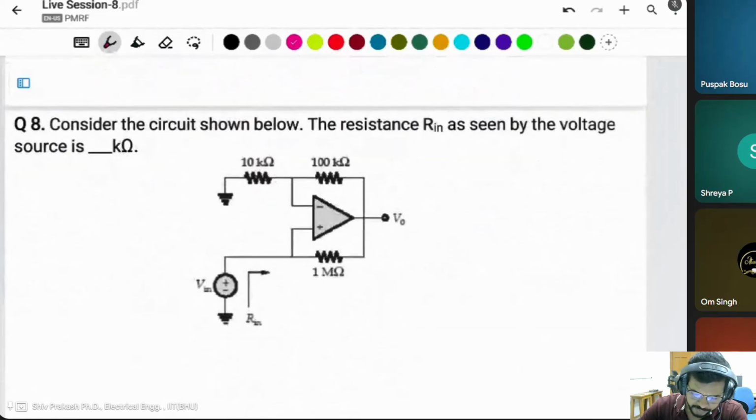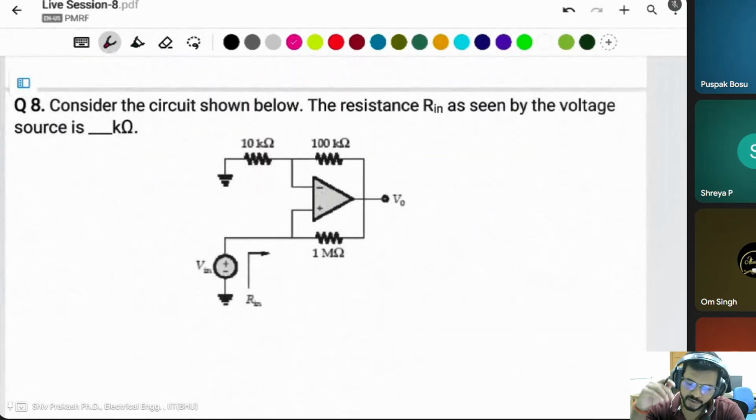Okay, next one. Consider the circuit shown below. The resistance Rin as seen by the voltage source is... You have to find the input resistance. Vin is given, which means you have to find I. Then Rin is equal to Vin divided by Iin.